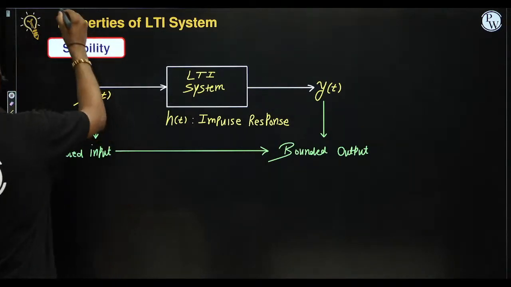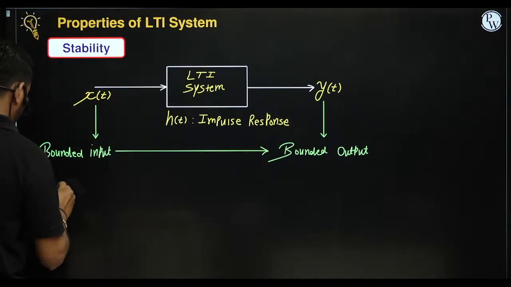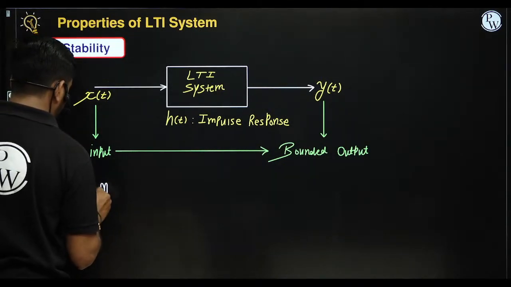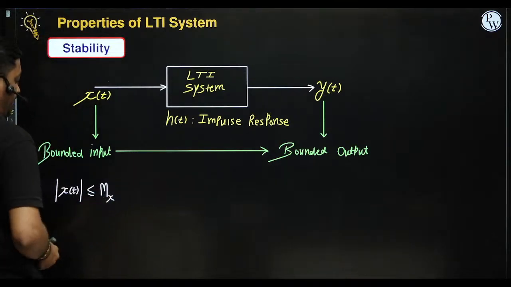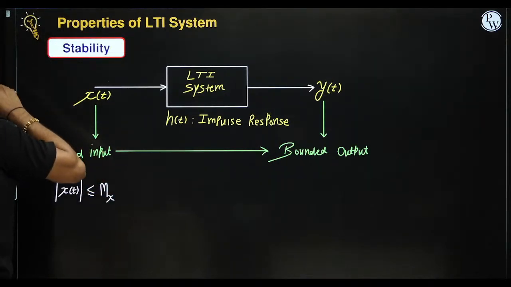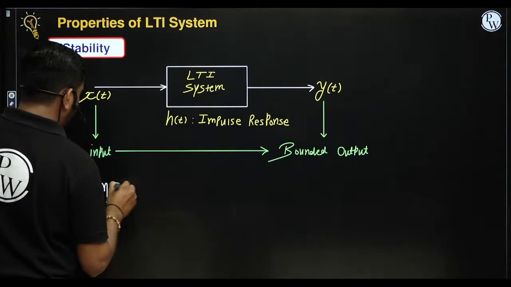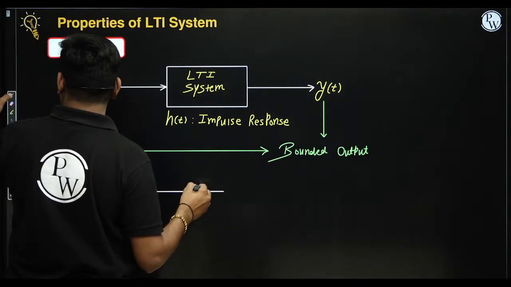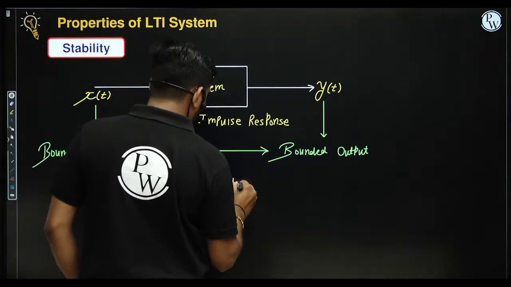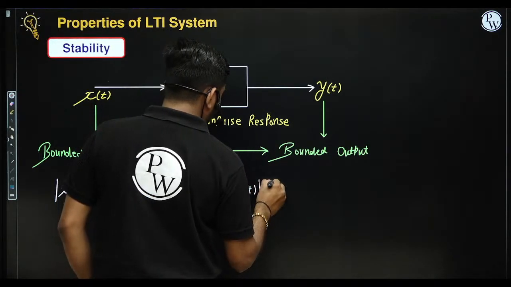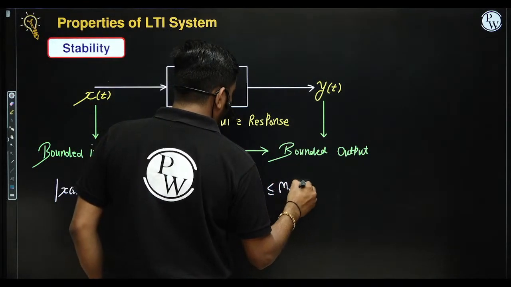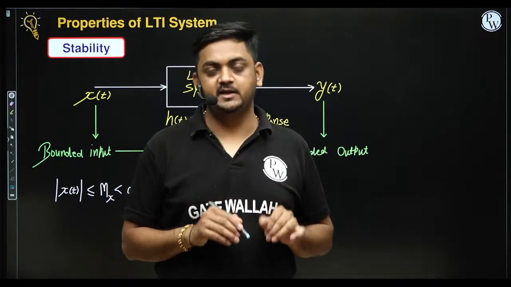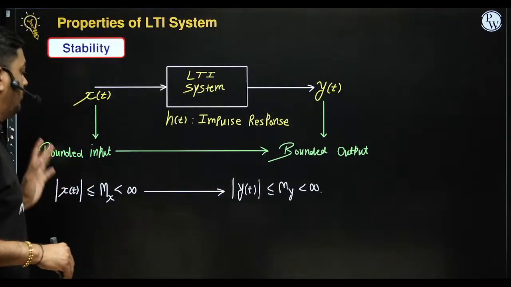Now bounded input means what? What is a bounded input? So the magnitude of x of t, mod x of t, should be less than or equal to Mx, any finite magnitude which is less than infinite. For this bounded input, the output should also be bounded: mod y of t should be less than or equal to My, less than infinite. In short, the magnitude of the output signal y of t should be less than infinite for the bounded signal, guys.